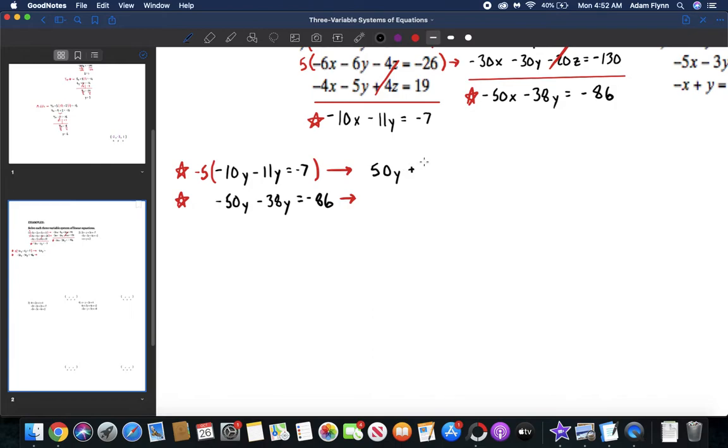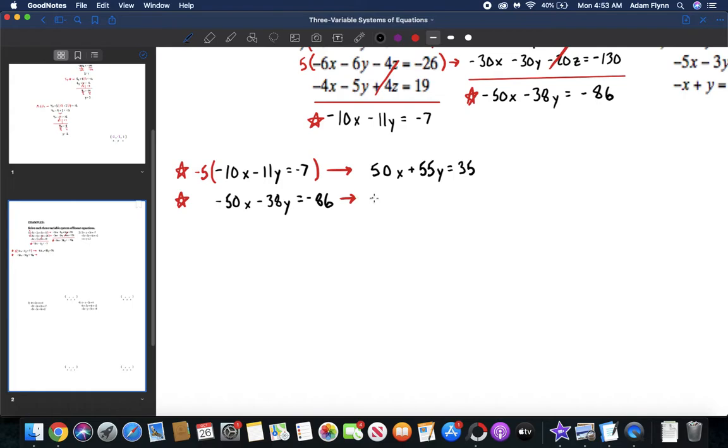Plus 55. Oh, sorry. I've got a small issue here. I've got way too many y's. So let me get my eraser out. Those should be x's, not y's. Got on the y train. So therefore over here I should have 50x, not y, plus 55y. Knew something didn't look right there. Equals positive 35.